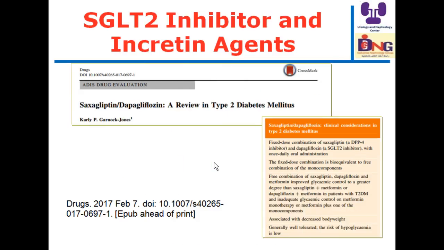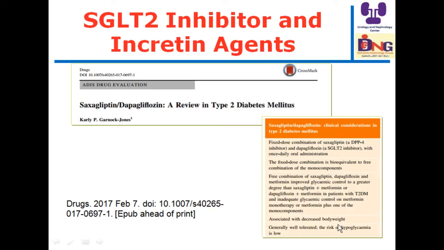And just to show you, this is the data that was published on saxagliptin, which is a DPP4 inhibitor that preserves incretin, and dapagliflozin. Here in the key messages, the fixed dose combination of saxagliptin and dapagliflozin can be given orally. The fixed dose combination is bioequivalent to the free combination of the mono components, and this is nice. The free combination of these two drugs can be added to metformin, and the efficacy of the combination with metformin is superior to a single agent with metformin.